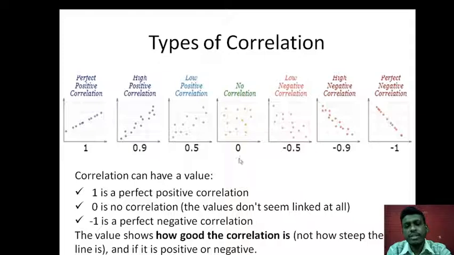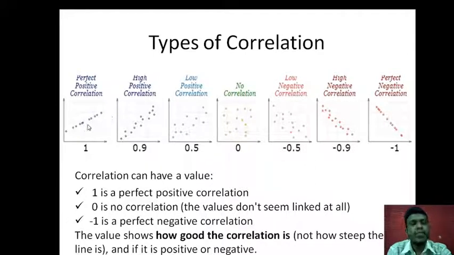Any value between 0 and -1 is negative correlation. -1 is perfect negative correlation. And if there is no correlation, the graph looks like this, where there is no pattern at all, and hence there is no correlation or zero correlation. So the value of coefficient of correlation is 0 for this.